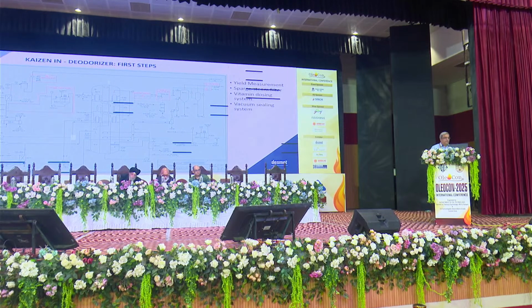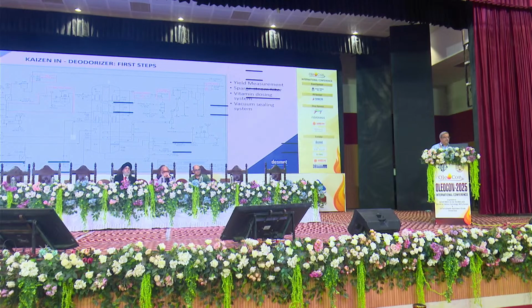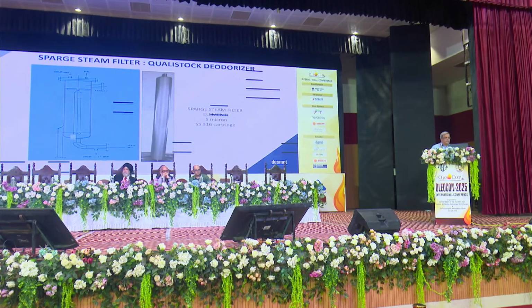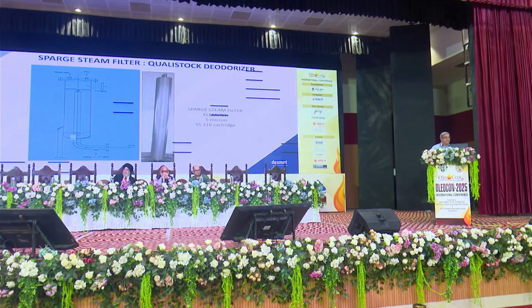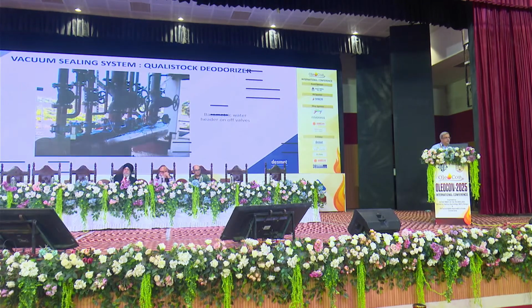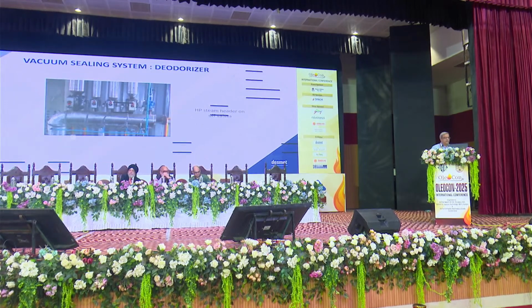The spark steam comes with a lot of impurities from the boiler end, and if we have a spark steam filter, it can help keep the deodorizer spark steam coils clean for a long period of time. A typical example of a spark steam filter is wedge wire based. This is an example of a vacuum sealing system where the barometric water is provided with on-off valves. This is an example where high pressure steam is provided with on-off valves to close in case of power failure.